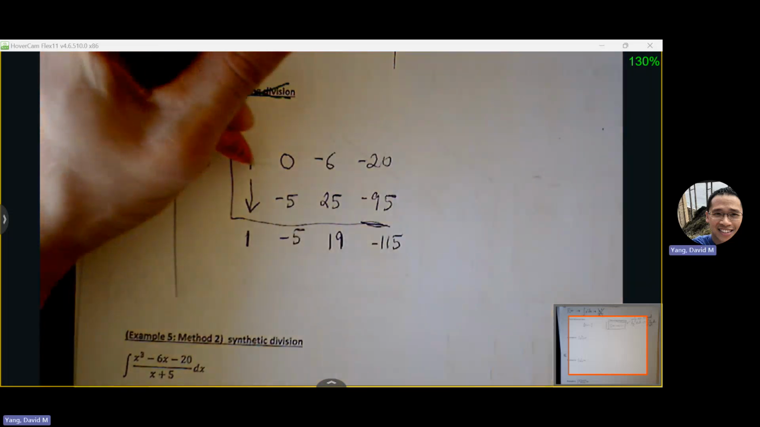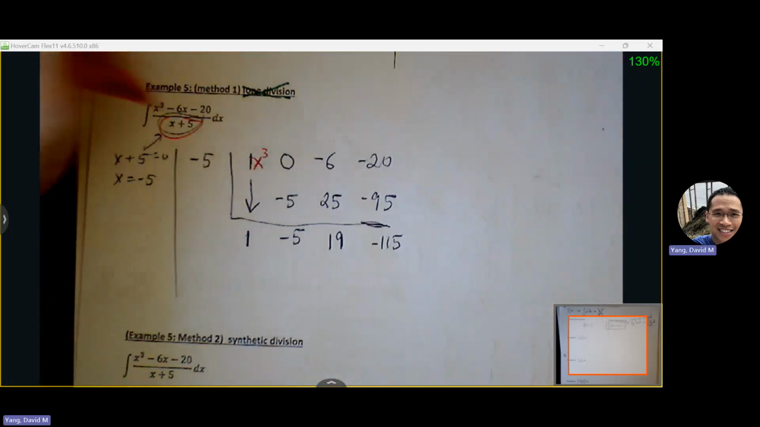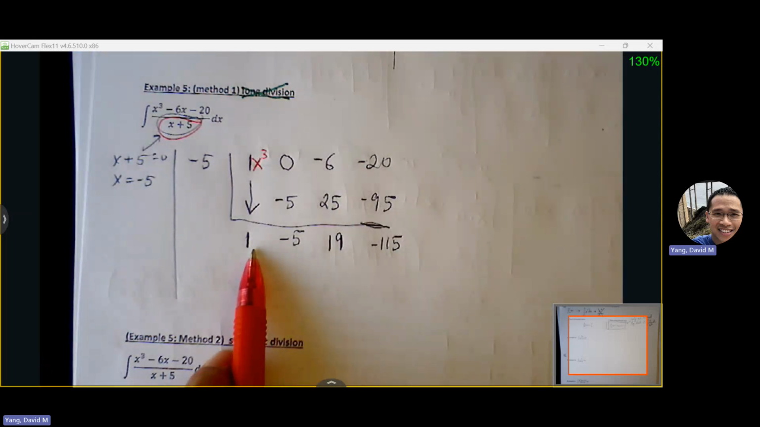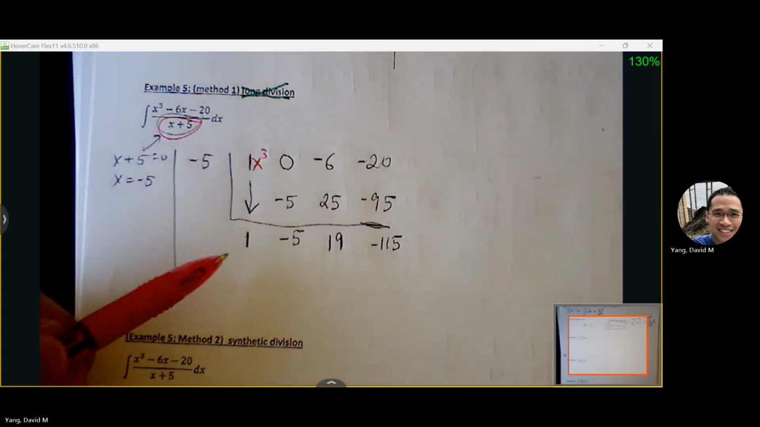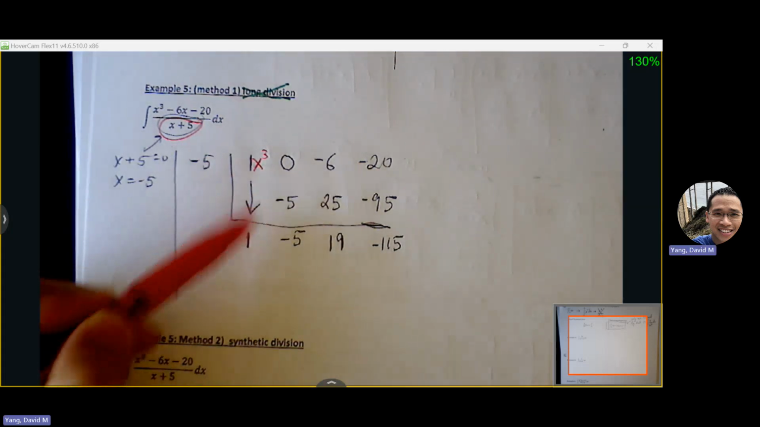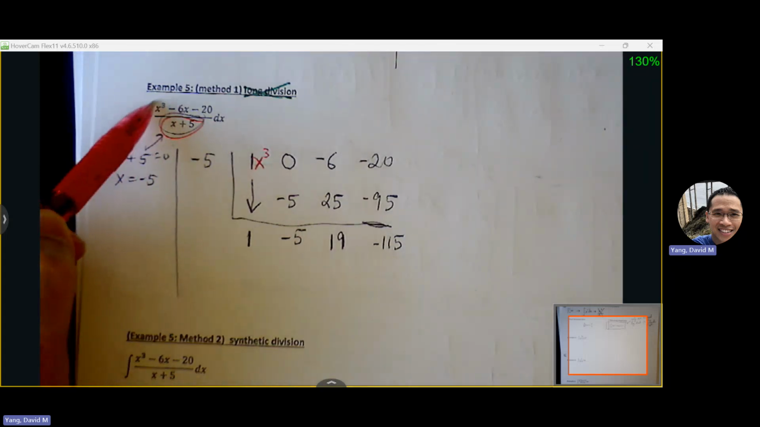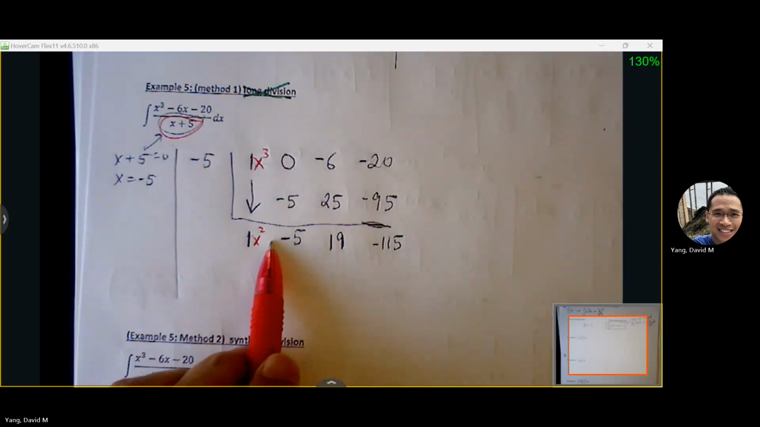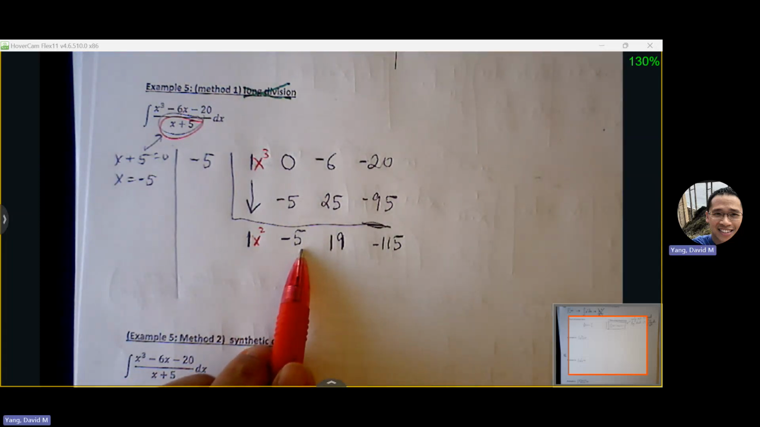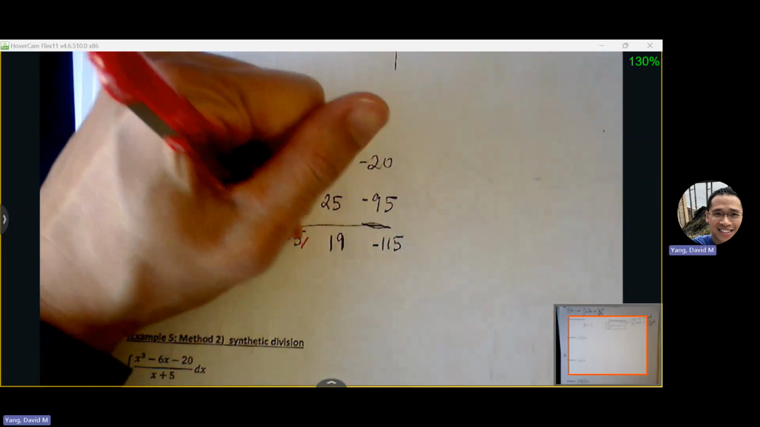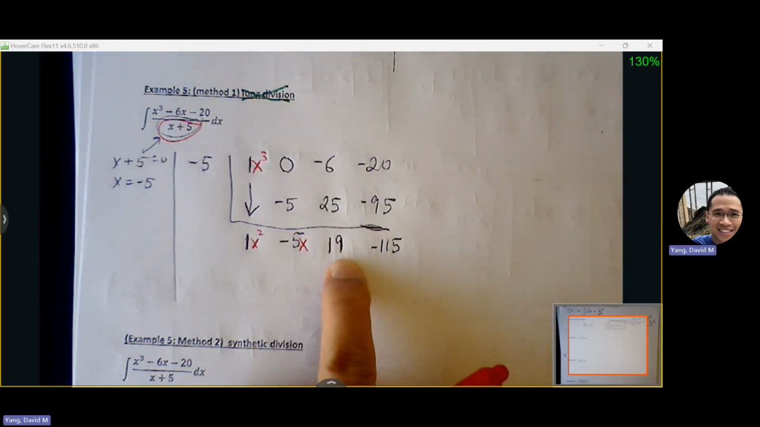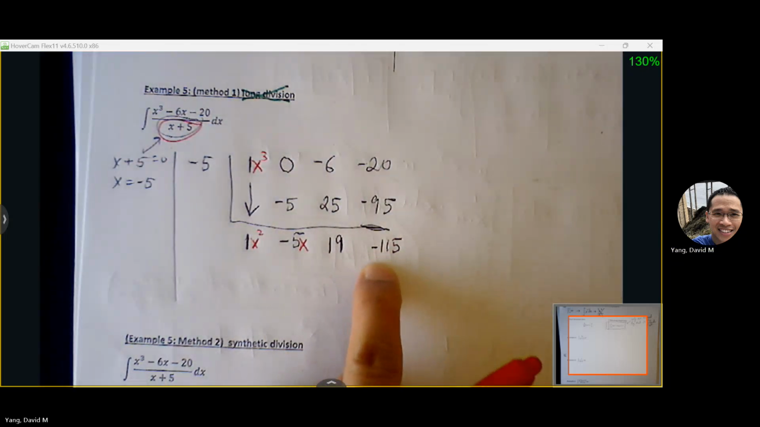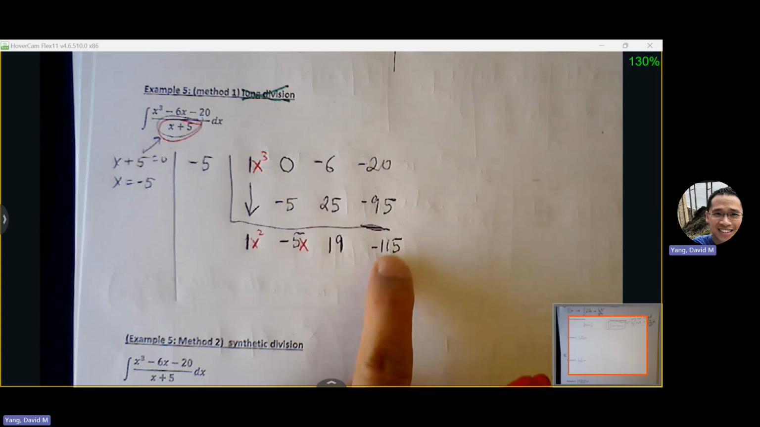Now we started with x cubed, but we're dividing by x. So what degree are we going to start here with? X squared. So you're always going to start at a degree lower than your numerator. And then every degree is going to fall by 1. So next one is 5x. The next one is a constant. And the last one is the what? What do we call this?